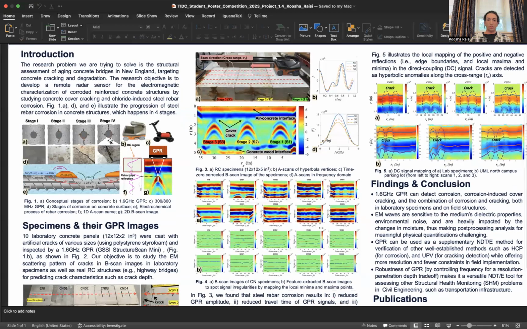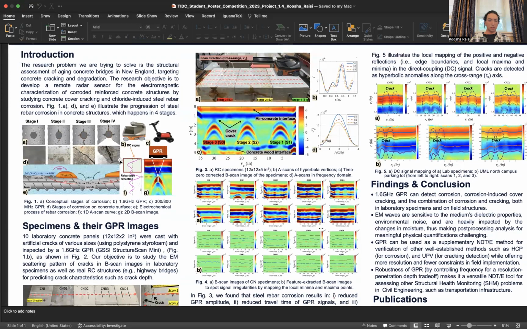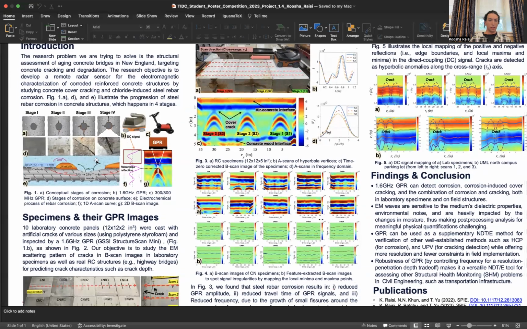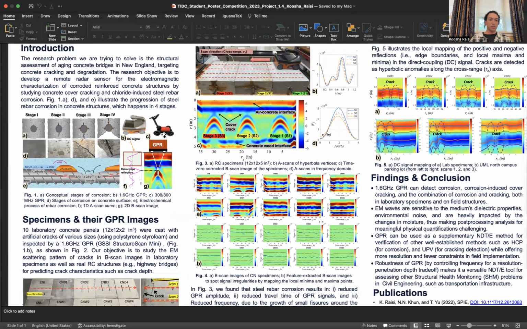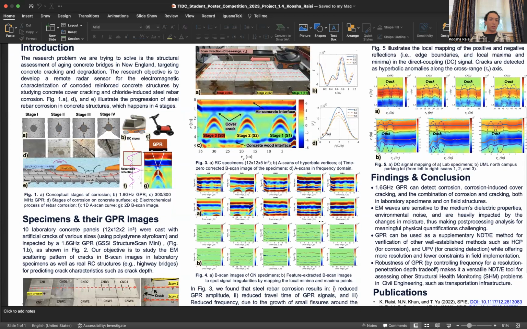As you can see, the rebar is exposed, and there's not much we can do at this stage. And in figure 1B, you can see the GPR device. Also, in figure 1C, there is another GPR device for pavement analysis.